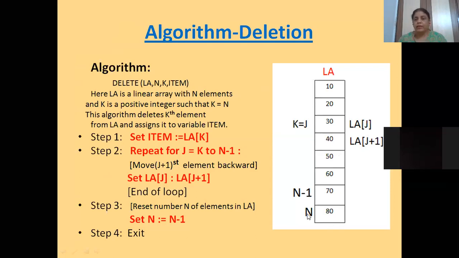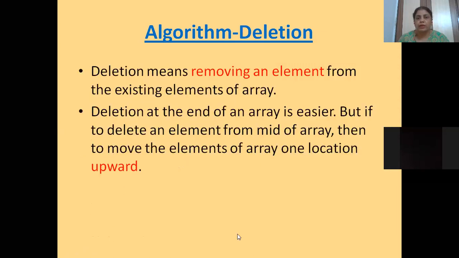Total earlier it was n elements. Now it is n minus 1. So you need to remove one element, or you need to update your array list. Earlier it was 1, 2, 3, 4, 5, 6, 7, 8 elements. Now you have 7 elements in the array. Understood? So the algorithm for deletion is the same as insertion, only you need to remove first, then you have to move each and every element in the upward direction.